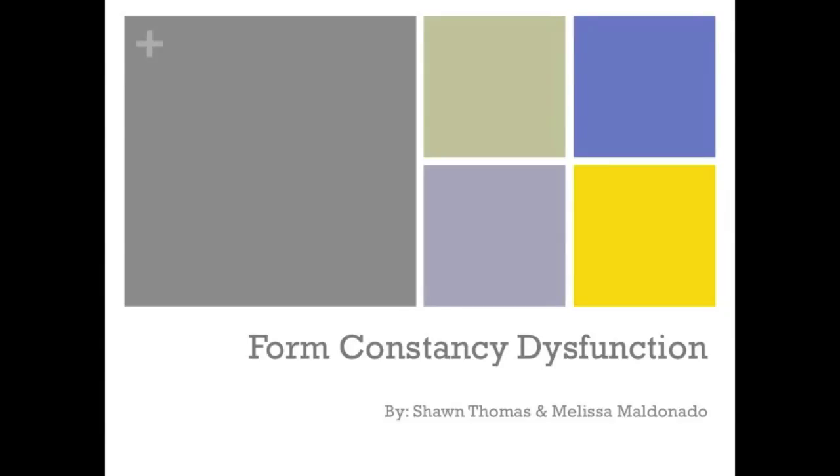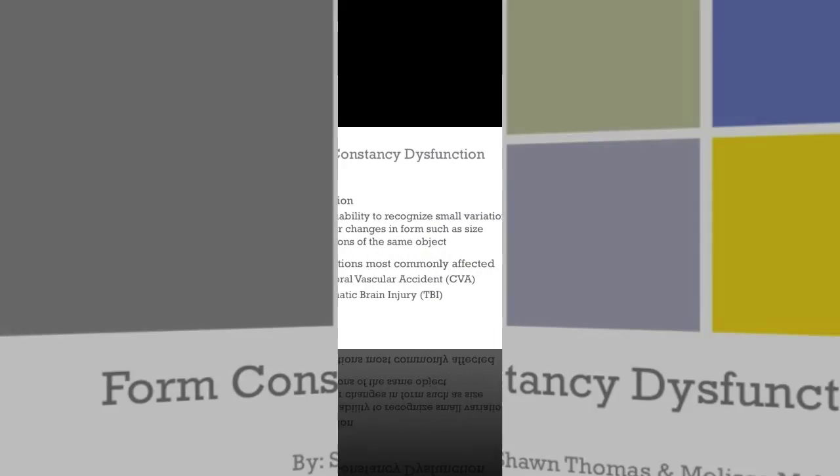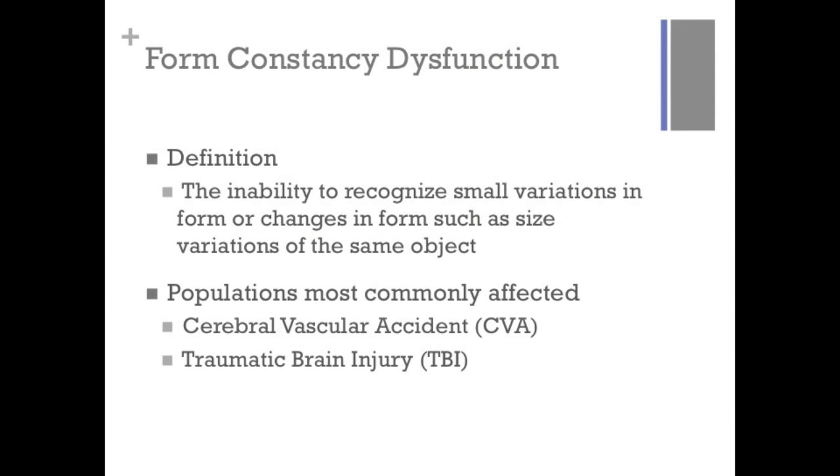This video is about form constancy dysfunction and how to screen for it. The definition of form constancy dysfunction is the inability to recognize small variations in form or changes in form, such as size variations of the same object. For example, a client may be able to recognize a water bottle when it's standing on a table, but may have difficulty recognizing it if it is laying on its side.